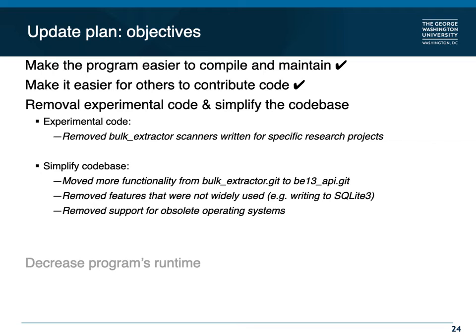So Bulk Extractor also had a lot of experimental code in it, which we removed. It was there for producing academic papers largely. It also had a complex code base, and we spent 2 or 3 years refactoring the code base to make it easier to understand and to make it more reliable.